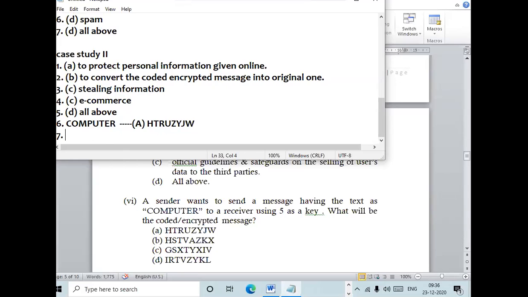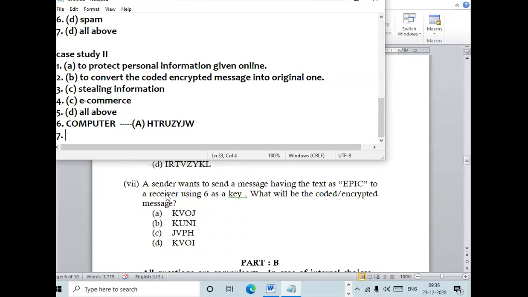Now moving to the 7th MCQ. It is also similar, a mental ability one, but here the key is 6. The text is EPIC. So what comes at the 6th place after E? F, G, H, I, J, K. Next is P: Q, R, S, T, U, V. So next is V. Next is I: J, K, L, M, N, O. C: D, E, F, G, H, I. So as per my symmetry, I have option D correct, the most suitable option.